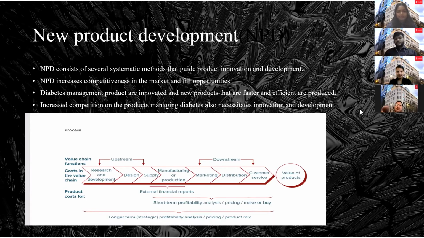The increased competition in the product of managing diabetes also creates the need for innovation and development. Here in the picture, we can see the process, which involves the upstream and the downstream process. While in the upstream, it covers research, development, design, and supply. These are more costly regarding the new product development. While in the downstream, it costs less: marketing, distribution, and customer service.